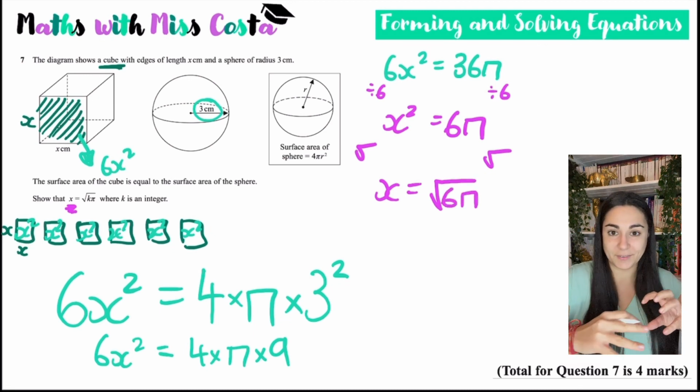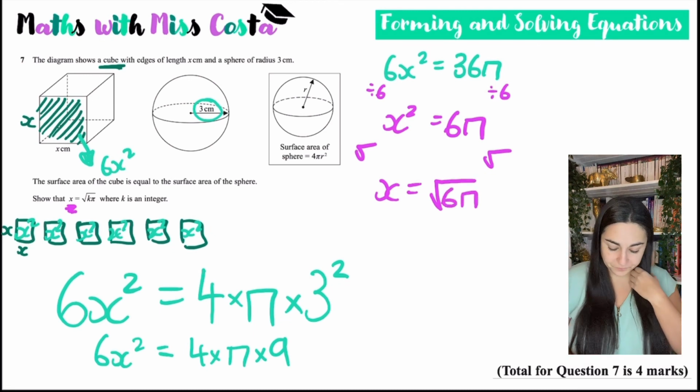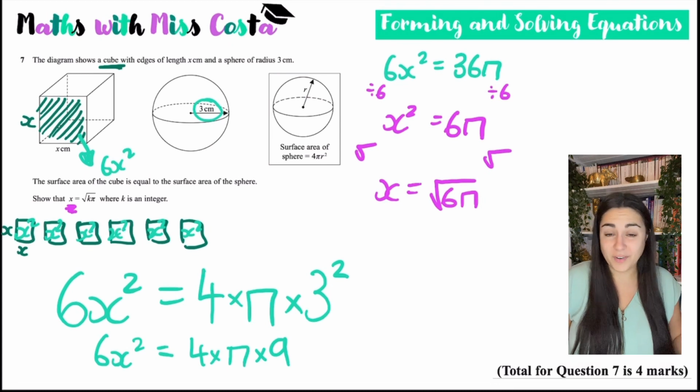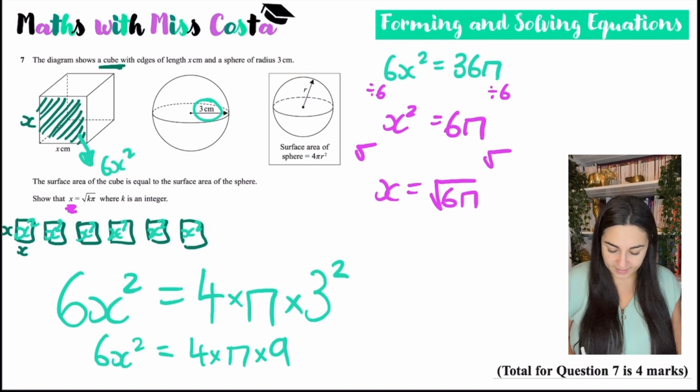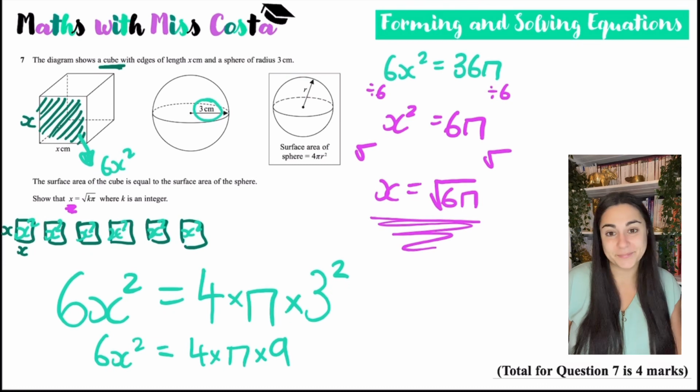Whatever you do to one side, you have to do to the whole of the other side. And you've done it. Without even worrying about showing that, you've done it. Okay, so x is the square root of 6 pi. Sometimes they might tell you to work out the value of k. Remember, integer is just a whole number, and that's it. X is the square root of 6 pi.